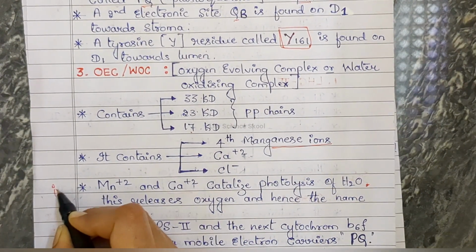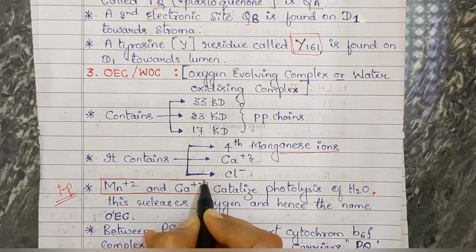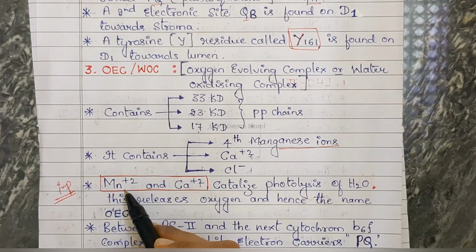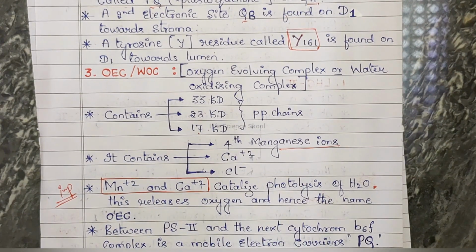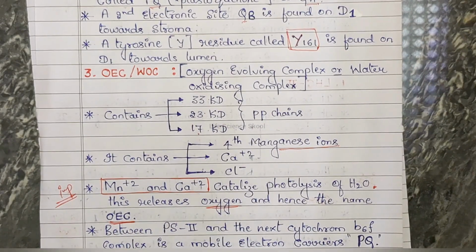So this point is important. They may ask which ions aid in catalyzing the photolysis of water, that is manganese and calcium. And this releases oxygen, hence the name OEC, oxygen evolving complex. These are the oxygen evolving complexes.